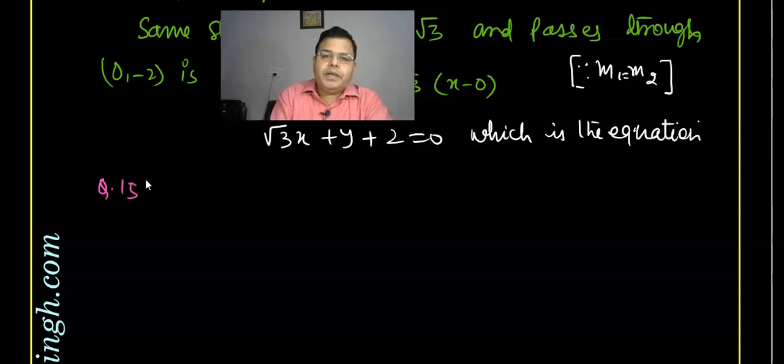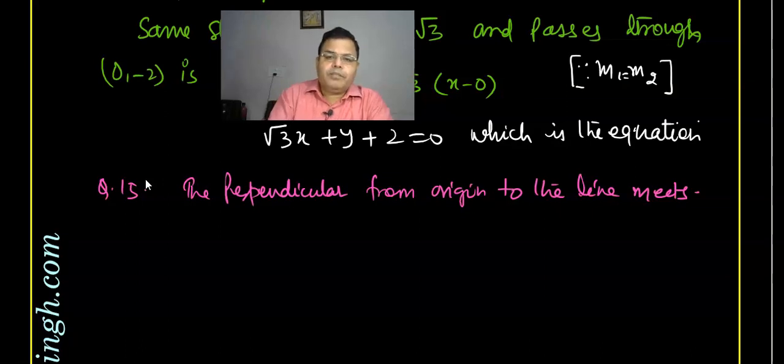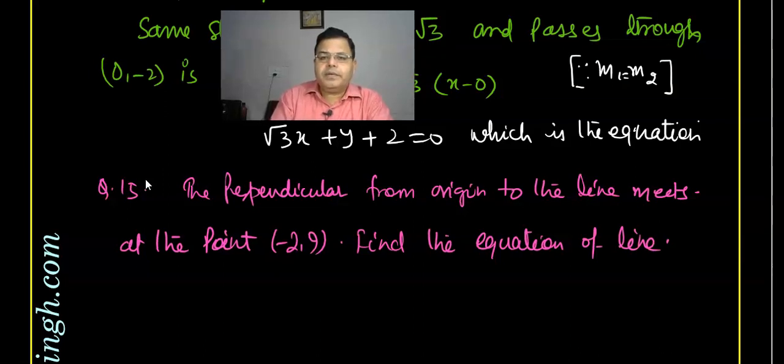Now let us see question number 15. It is given that the perpendicular from the origin to the line meets the line at the point minus 2 comma 9. Find the equation of the line. So the perpendicular from the origin meets the line at x negative, y positive.